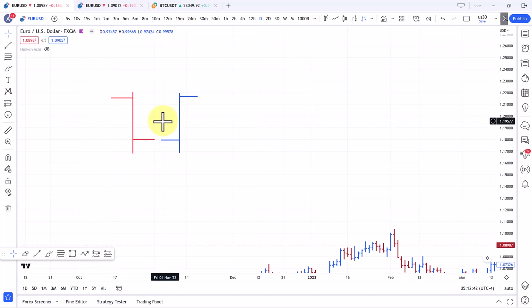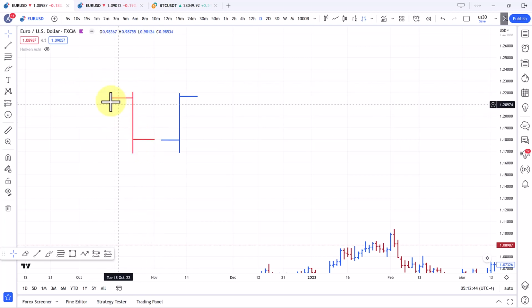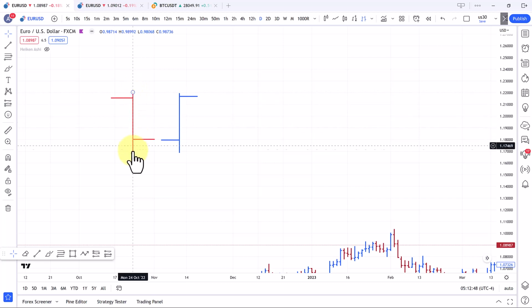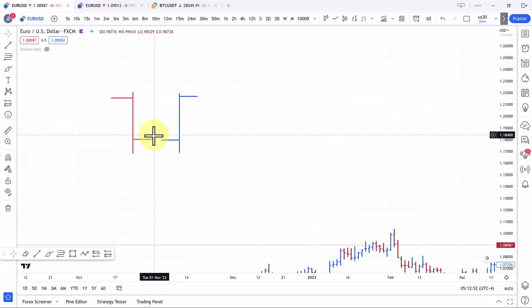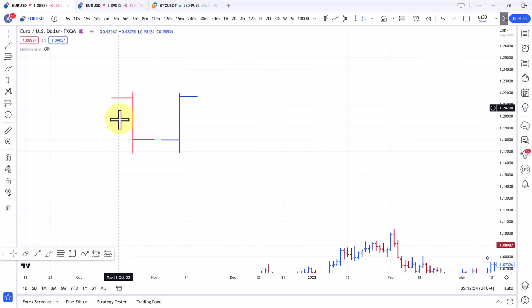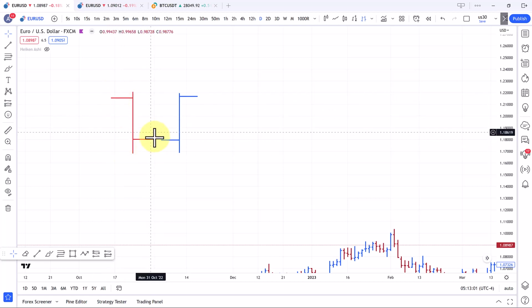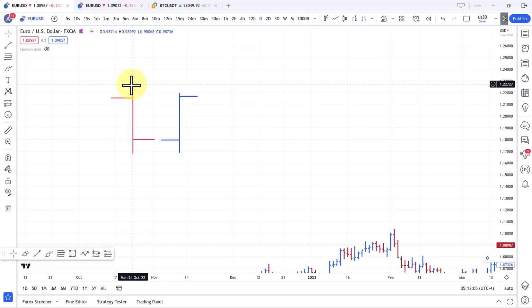For example, this bar opened here, it went a little bit higher, it went down, and it went a little bit higher again and closed here. It is a down bar, so it is red. So the left one is the opening price, the right one is the closing price, and these two tails on the high and the low are the highest point and the lowest point of the price.